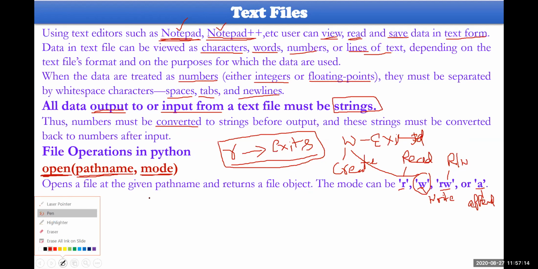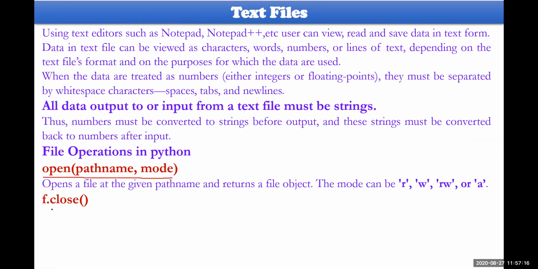Then the second operation will be f.close, file dot close. Already one file is open. After performing your operations, you have to close it. You are not supposed to keep the file open after completion of your whole operation. You just close it. Then followed by file write.